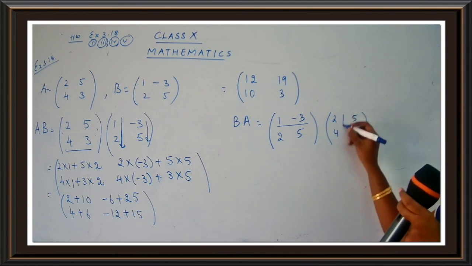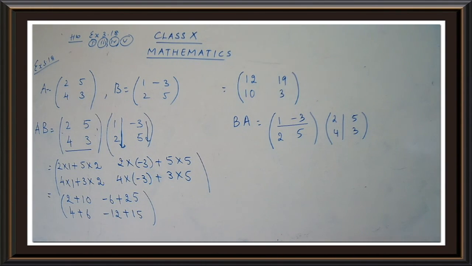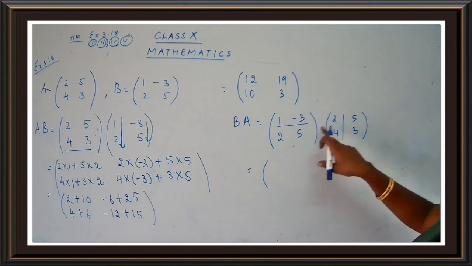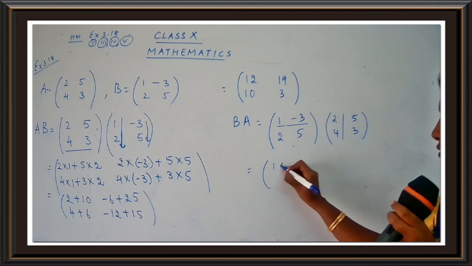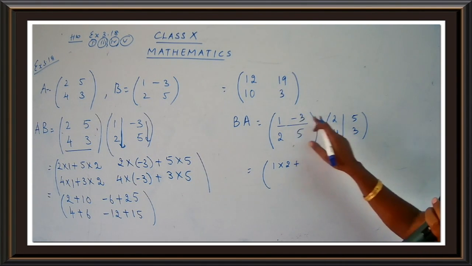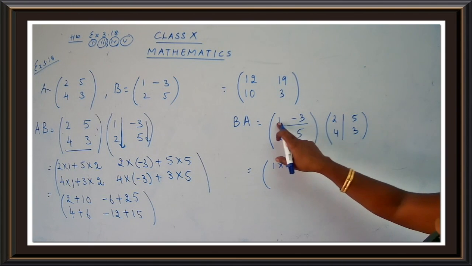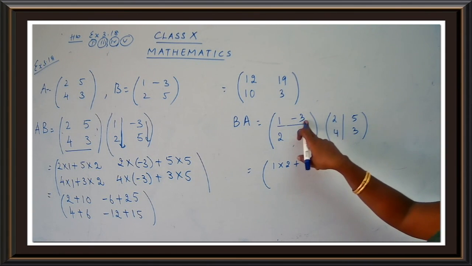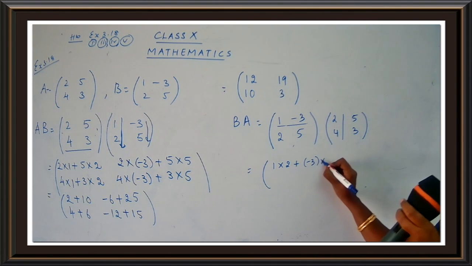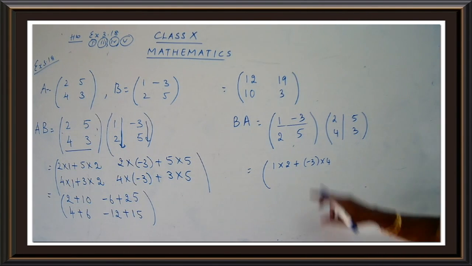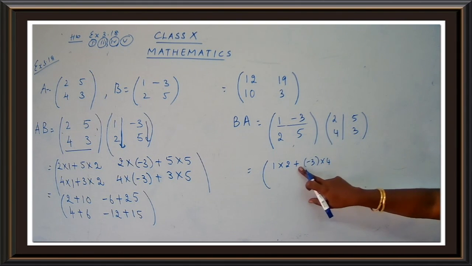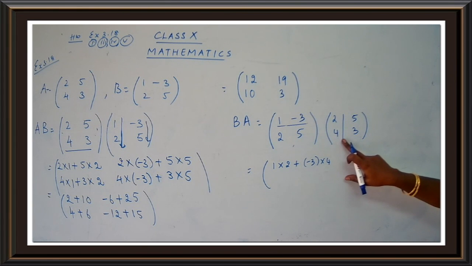First row, first column. 1 into 2. What is the main sign? Plus. Minus 3 into 4. See, I have multiplied 1 by 2. Now you are going to multiply minus 3 and 4. So minus 3 into 4. Are you clear, children? First row, first column: 1 into 2 plus minus 3 into 4.